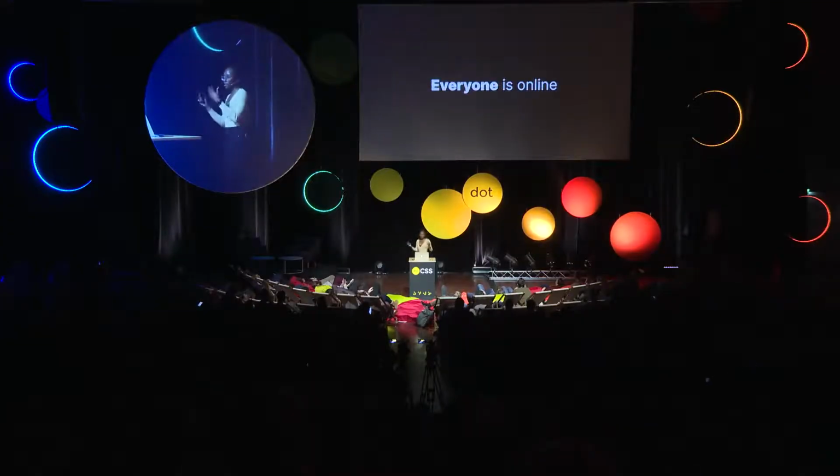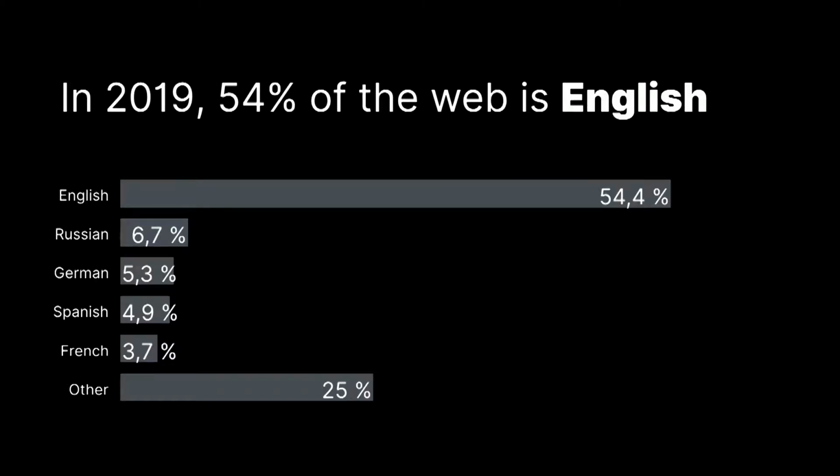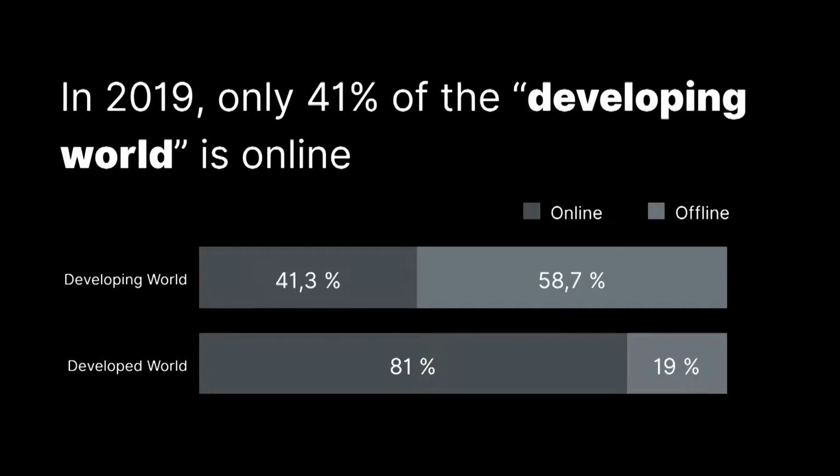Another thing about the future is that everyone, literally everyone, is online. In 2019, about 54% of web pages are written in English. And as you all know, living in a French-speaking country, this isn't actually representative of the world at large, because only about 20% of the global population speaks English. What's more, there's also an imbalance in the people that are currently online. Compared to their respective populations, less than half of the people from the so-called developing world are online, compared to almost everyone from the developed world.